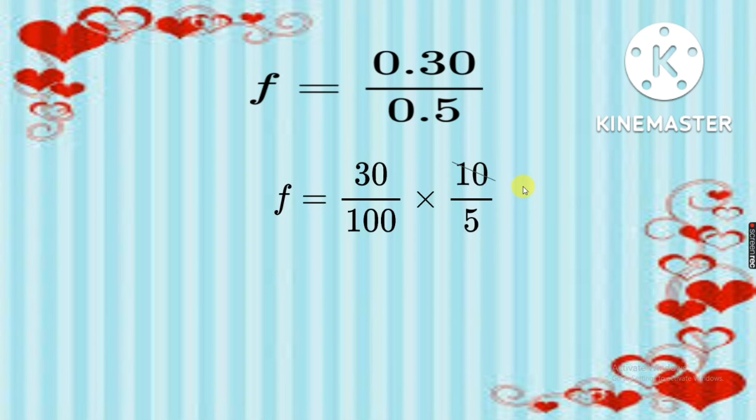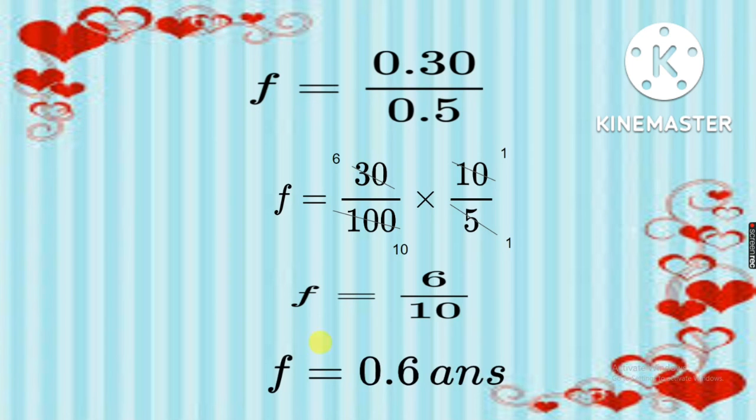Let us simplify it. 10 ones are 10 and 10 tens are 100. 5 ones are 5. 5 sixes are 30. So it couldn't be simplified more, I think so. So let us multiply 6 by 1 and 10 by 1. It comes out to be 6 upon 10. Here we are with the value of f which is required, that is equal to 6 upon 10. If we again convert it into the decimal, f is equal to 0.6.